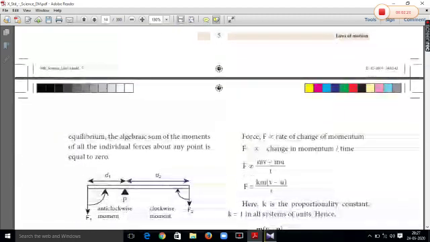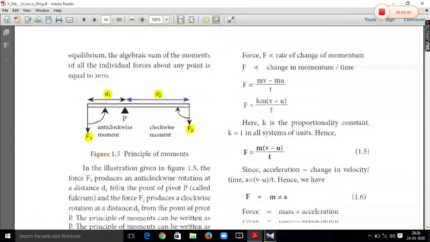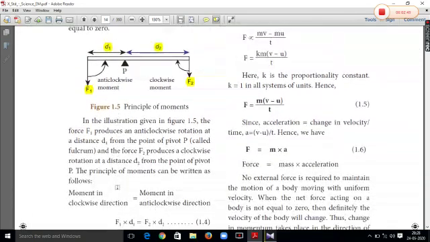In a figure, the force F1 produces anti-clockwise rotation at a distance d1 and force F2 produces clockwise rotation at a distance d2. By principle of moments, moment in clockwise direction is equal to moment in anti-clockwise direction. You know that the moment of force is equal to F into d. Here, two forces are acting on a body, then F1 into d1 is equal to F2 into d2.